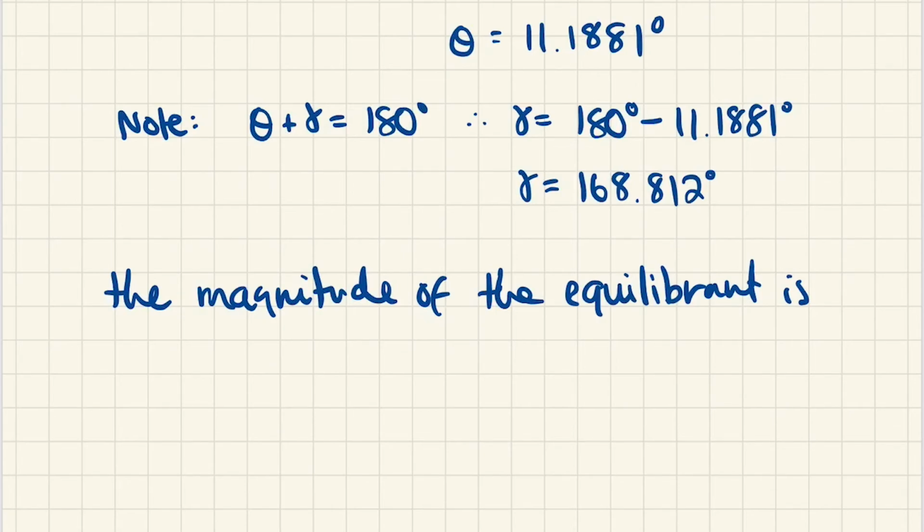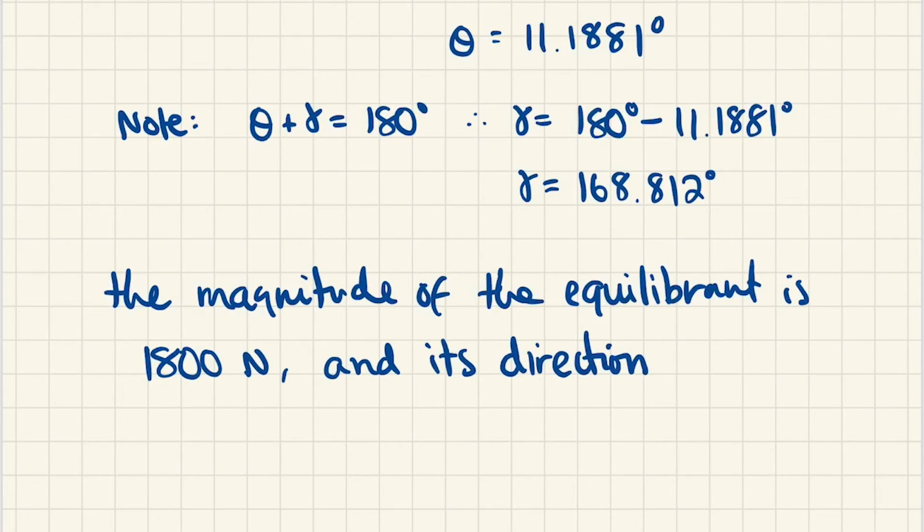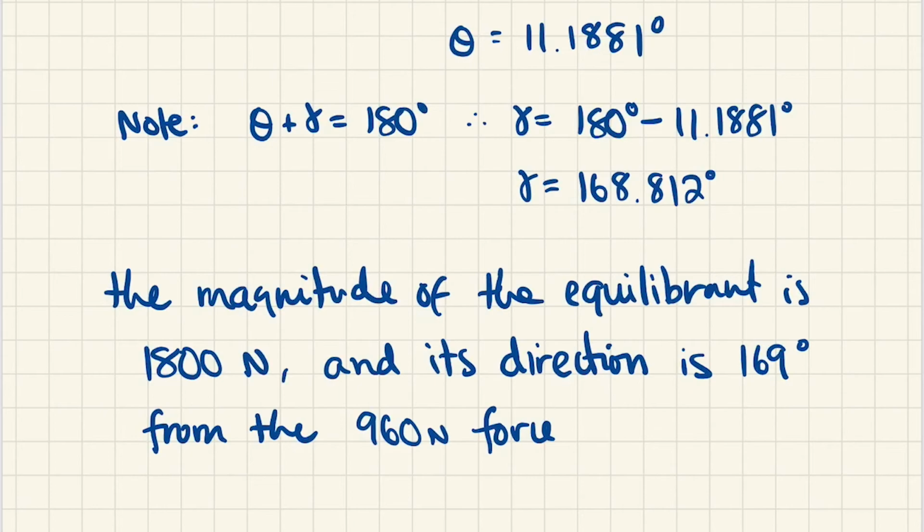The original measures were given in two significant figures for the pounds. So we're going to say that this is 1800, rounding 1760 all the way up to two significant figures. Whoops, these were in pounds, not newtons. Okay, and to be specific for the direction, we said it's 169 degrees away from the 960 pound force, because that was our reference force for that 169 degrees.